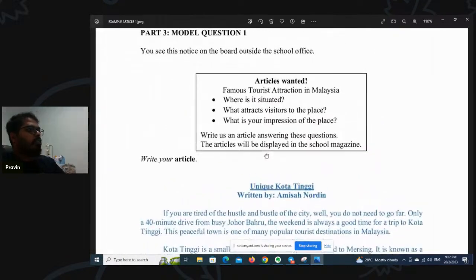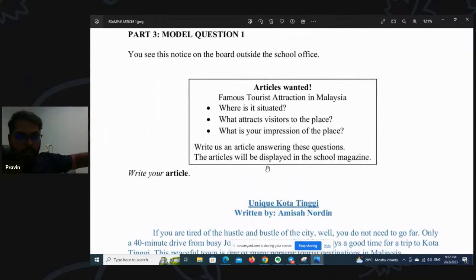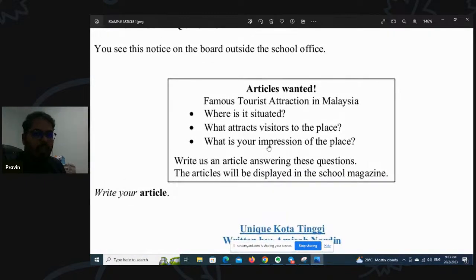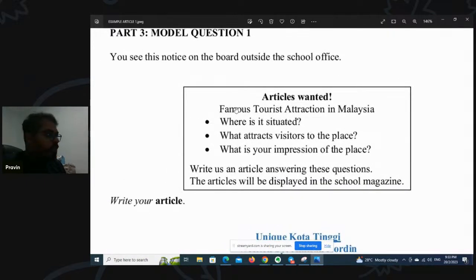So this is an article type question. Let's look at it one by one. The article is about a famous tourist attraction in Malaysia. You need to say where it is situated, meaning where it is located. What attracts visitors to the place? And what is your impression of the place? Impression is your opinion.